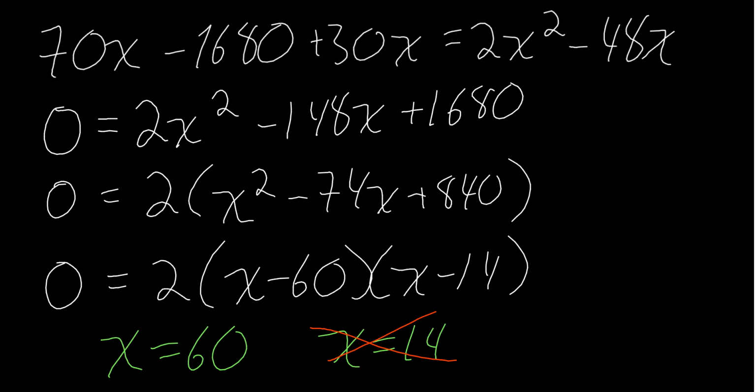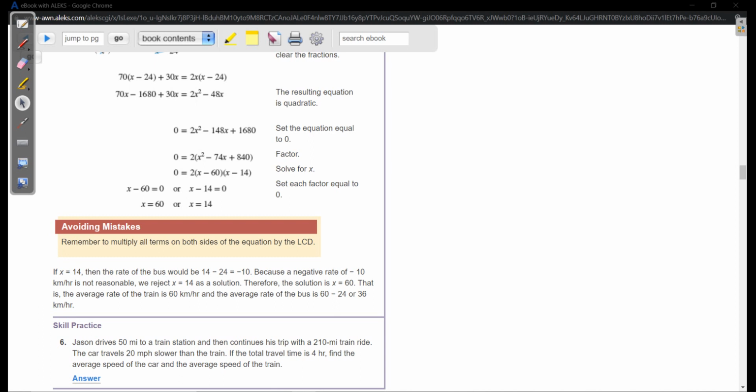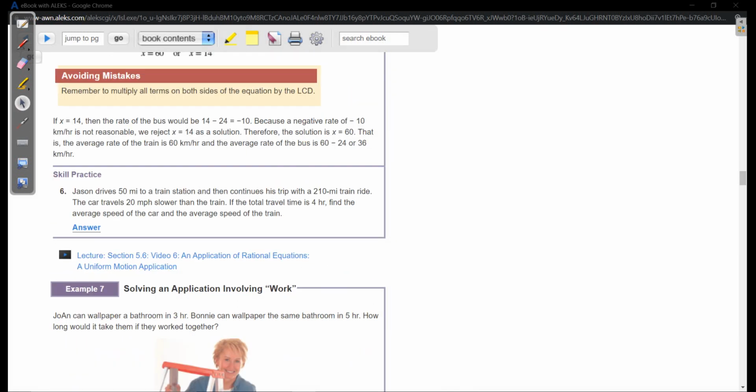If not, maybe the textbook can word it better than I just did. So if x equals 14, then the rate of the bus would be negative 10. Because a negative rate of negative 10 kilometers per hour is not reasonable, we reject x equals 14. Therefore, the solution is x equals 60. That is, the average rate of the train is 60 kilometers per hour, and the average rate of the bus is 36 kilometers per hour. Since it is not a reasonable solution, we can indeed reject it.